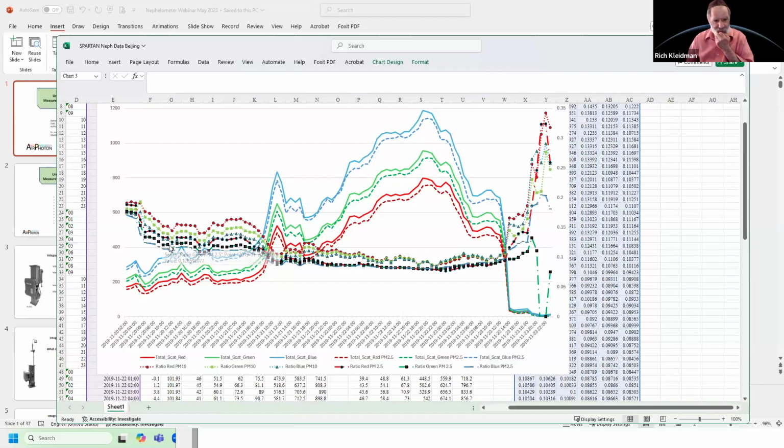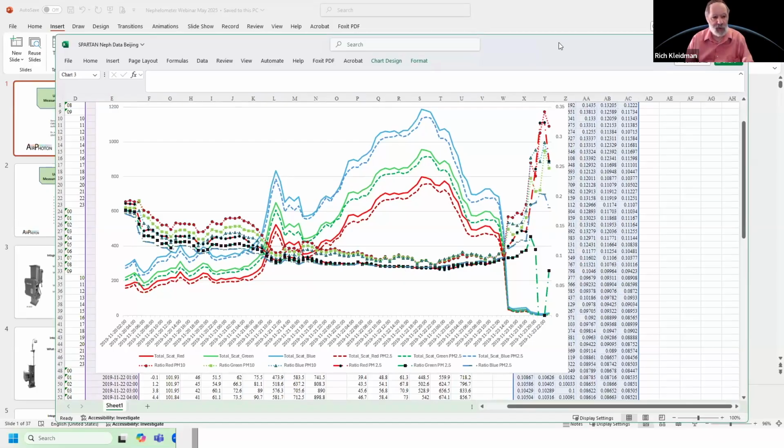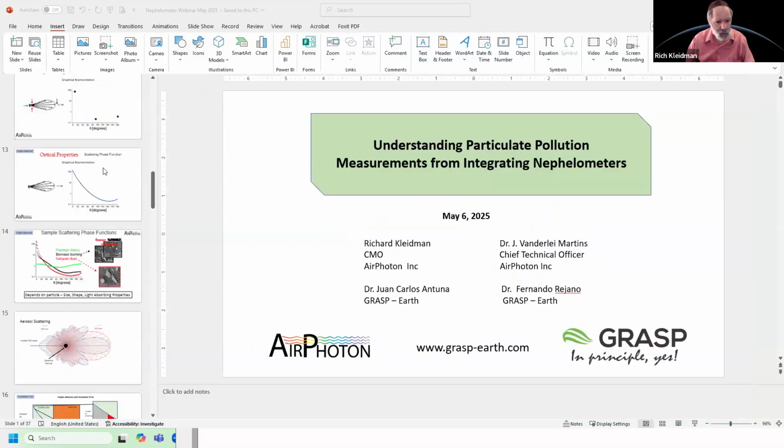This was a very interesting case. We're still puzzling this one out. I'm not sure why these expected differences in ratio kind of disappeared here, but be that as it may. So this is just some examples of what the actual data will look like in terms of just your raw scattering numbers and scattering coefficients, which are corrected for truncation error, for zero calibrations, for span calibrations. Okay, so let's go back here.